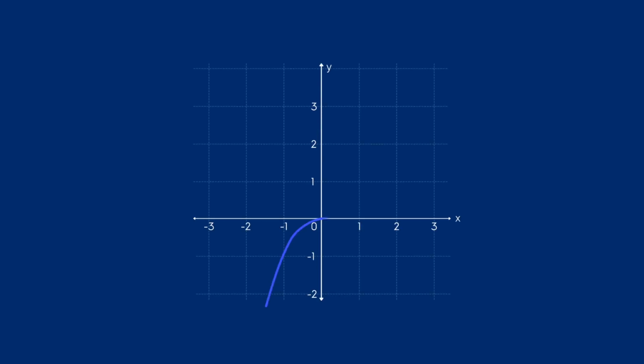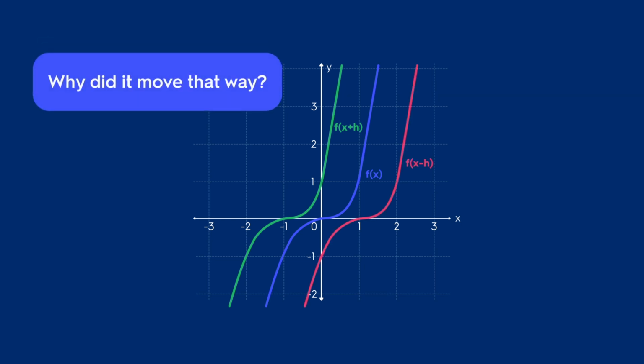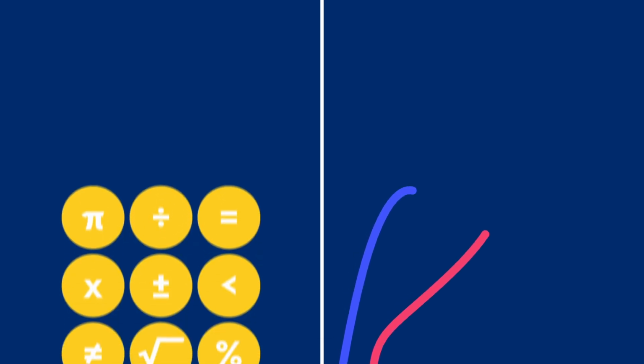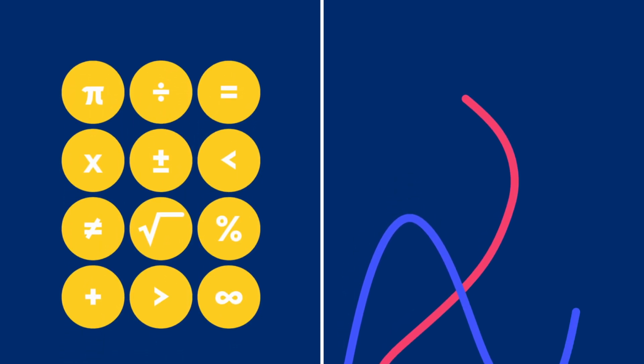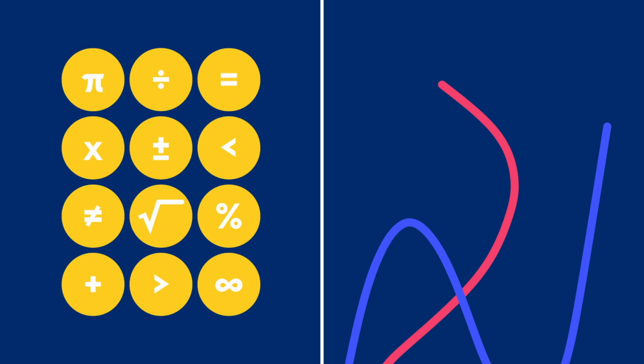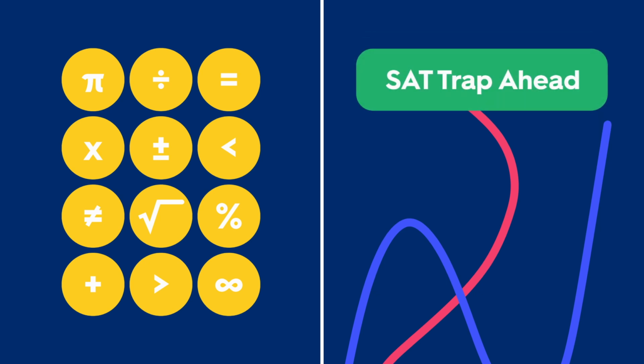Horizontal shifts can feel backward. f(x - h) shifts the graph right by h, and f(x + h) shifts it left by h. If that feels strange, that's exactly why the SAT loves it. Transforming functions isn't about memorizing moves. It's about noticing whether the change is inside the function, affecting x, or outside the function, affecting y.